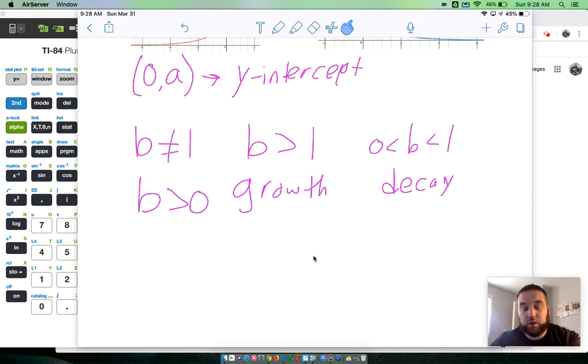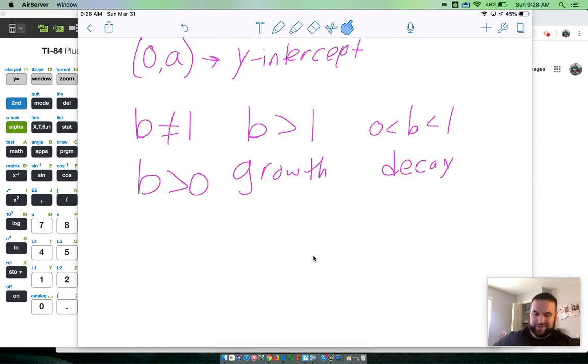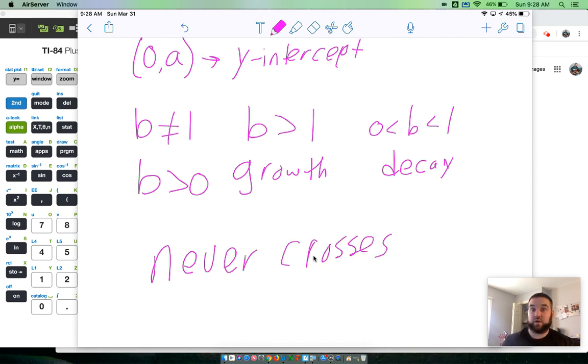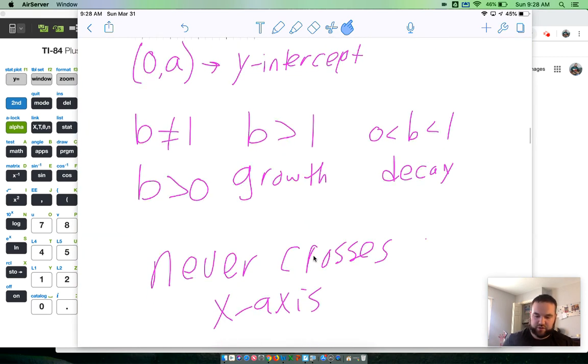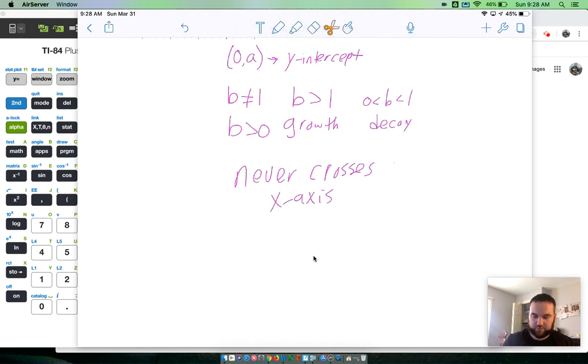All right. Anyway. So, growth and decay. And then the other interesting thing is that both of these graphs never cross the x-axis, and that will be true in lots of exponential functions. It never crosses the x-axis. So those are some generalizations about these functions. Again, we'll formalize some of these definitions as we go along.